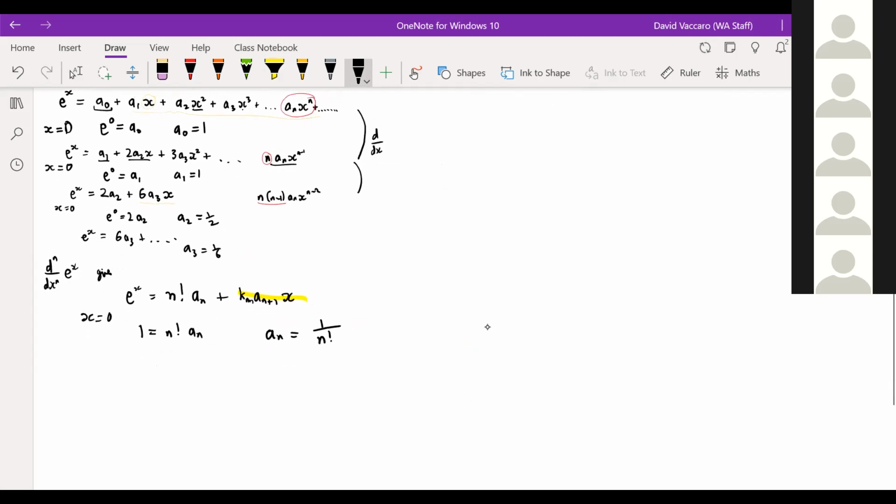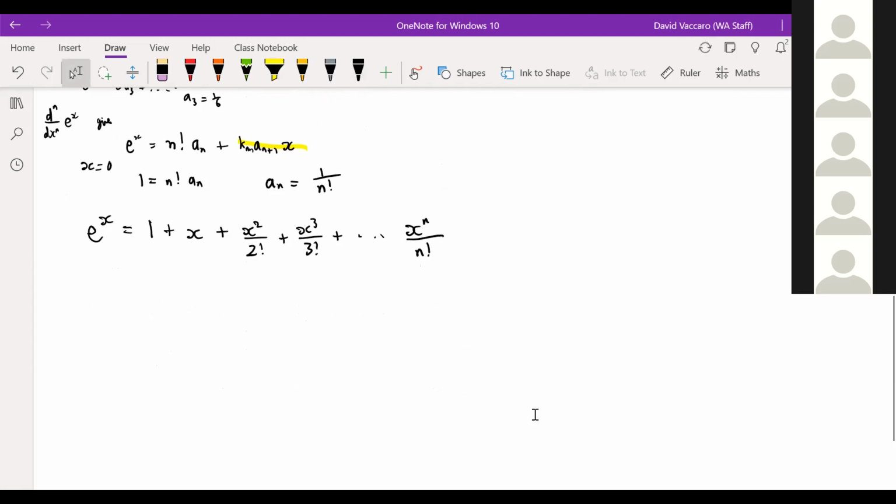So we get this lovely relationship: e to the x is equal to 1 plus x plus x squared over 2 factorial plus x cubed over 3 factorial plus x to the n over n factorial.